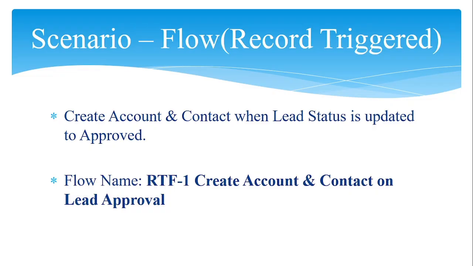So we have seen whenever the lead status is updated to approved, then in that situation account and contact records are getting created, and also they are related with each other.